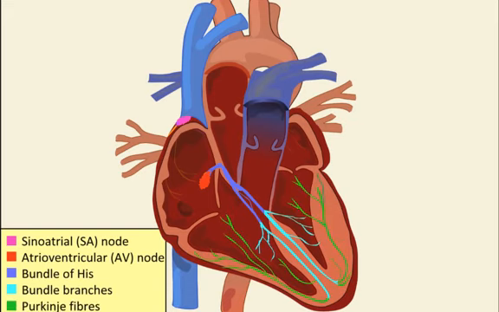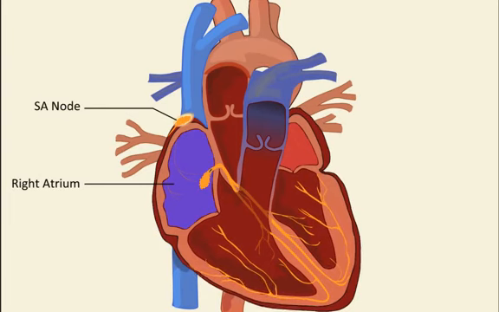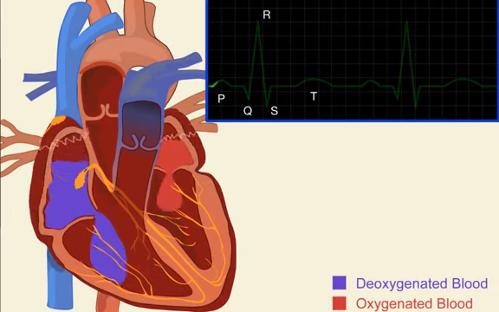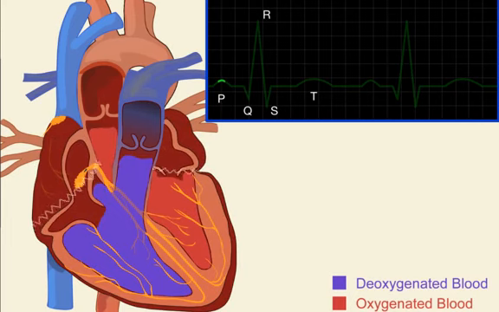So the normal heart rhythm begins when electrical signals are sent from the SA node. The signal from the SA node causes the atria to contract, pushing blood through the open valves into the ventricles. On the typical electrocardiogram, this is represented by the P wave.